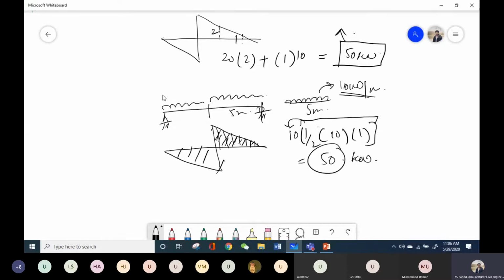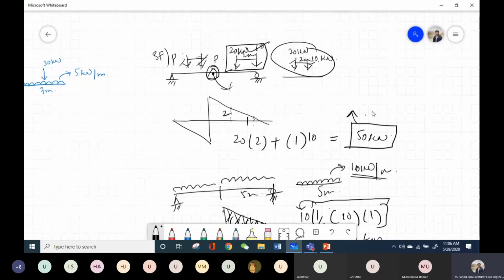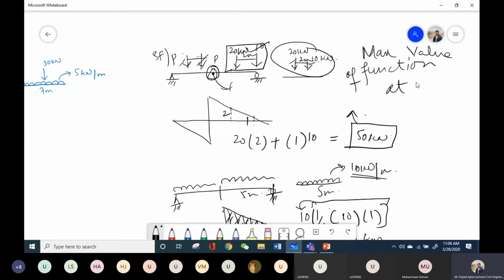And you have to keep one thing in mind, that in these questions we are finding the maximum influence or the maximum value of a function at a particular point. For example, let's say in this case, we are calculating the value at point P. So this is one point in the beam, and it is quite possible that this maximum value may be less than the maximum value for the entire beam.